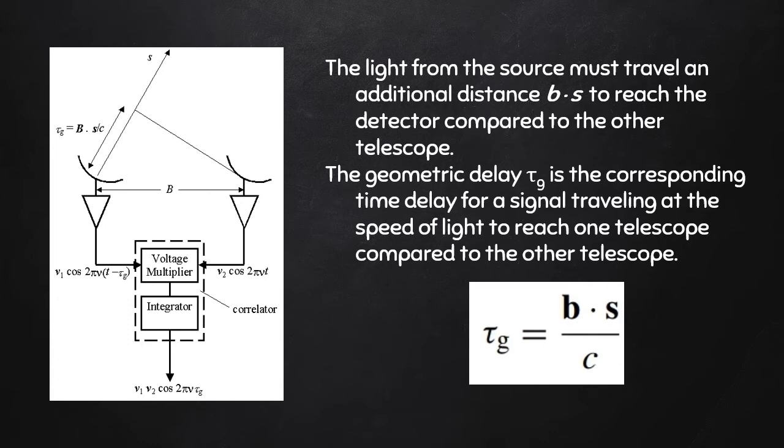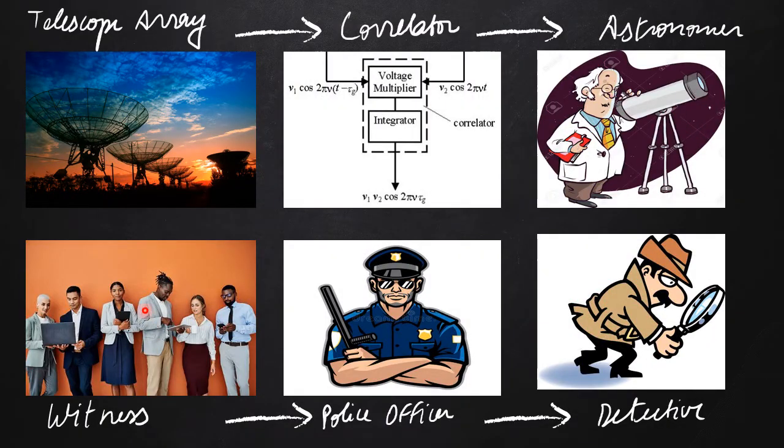Now let us consider the entire process with an analogy. Consider a crime scene where the witnesses saw something, but not the whole thing and not in detail. The police officer questions the witnesses and puts the story together. Then the detective tries to make sense of the story. Likewise, each telescope gathers light from the source, the correlator corrects and combines the signals, and then the result is examined by an astronomer.